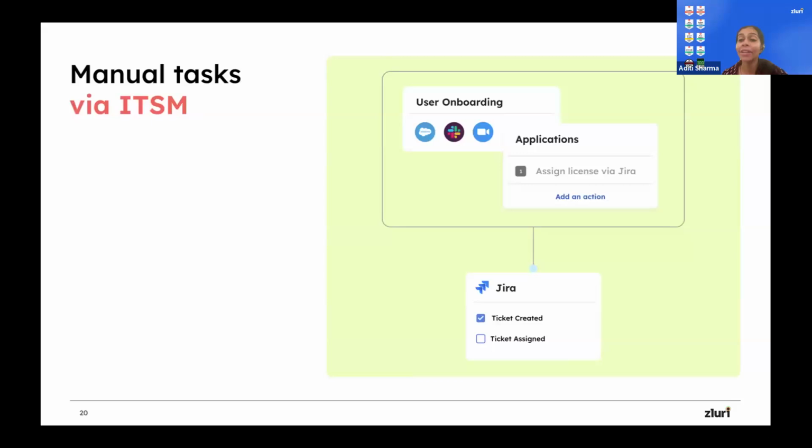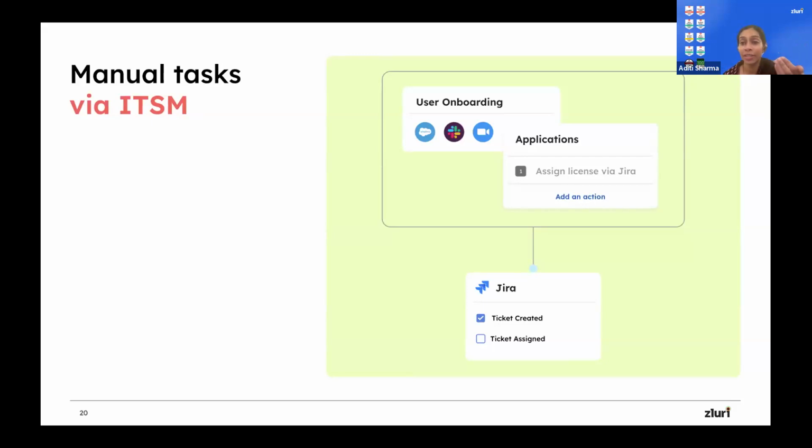Okay. And one added bonus is that say there are certain tasks or certain actions that you cannot automate via Zluri today. What we do is we have integrations with ITSM tools like Jira. And how that works is, let's assume there is a task which cannot be automated. It has to be assigned to someone in your organization to be completed. Let's say it's assigning a license for a certain application.